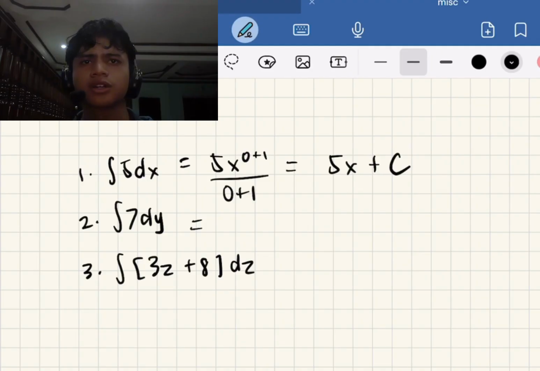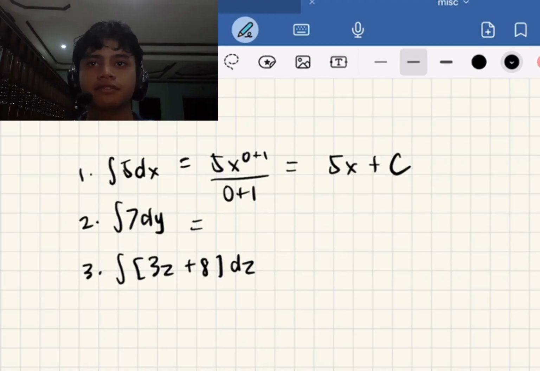So whenever you have a constant, to integrate that constant, just add a variable to it. Now the variable that you should add will be what is given, either dx, dy, dr, or dz, and so on. So what is the indefinite integral of 7 dy?